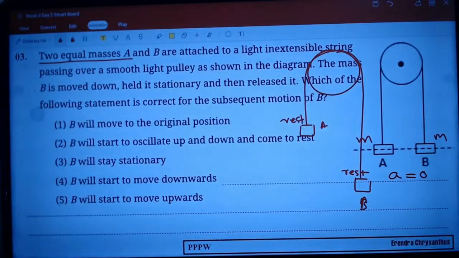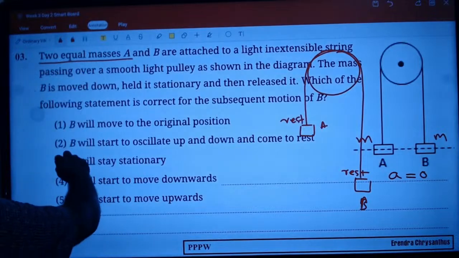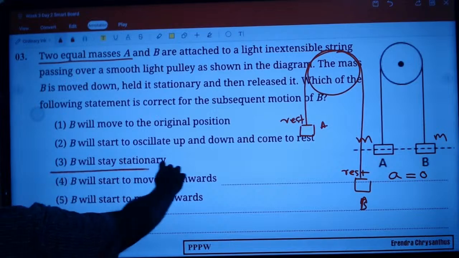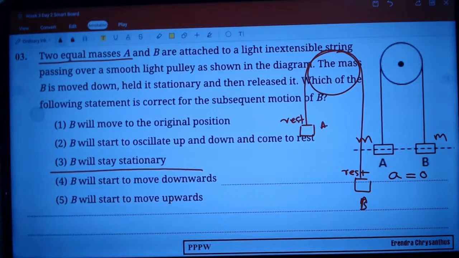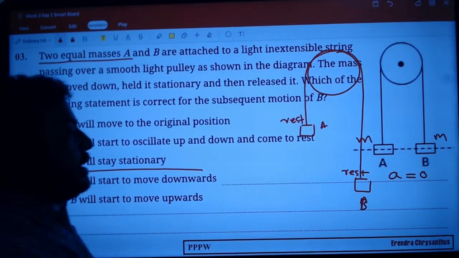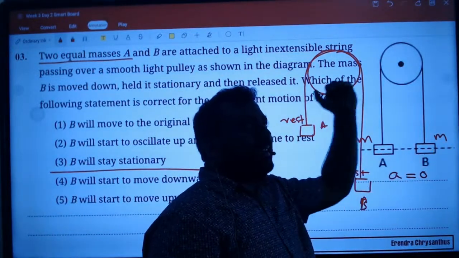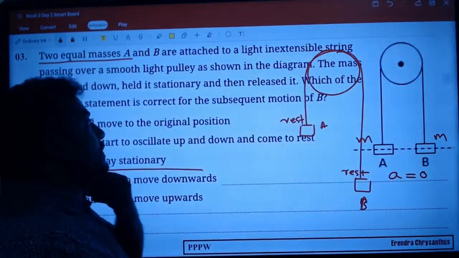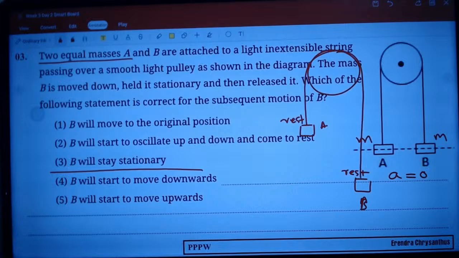So what will happen is very simple. B will remain stationary right there. If the masses are equal, the resultant acceleration will be 0.